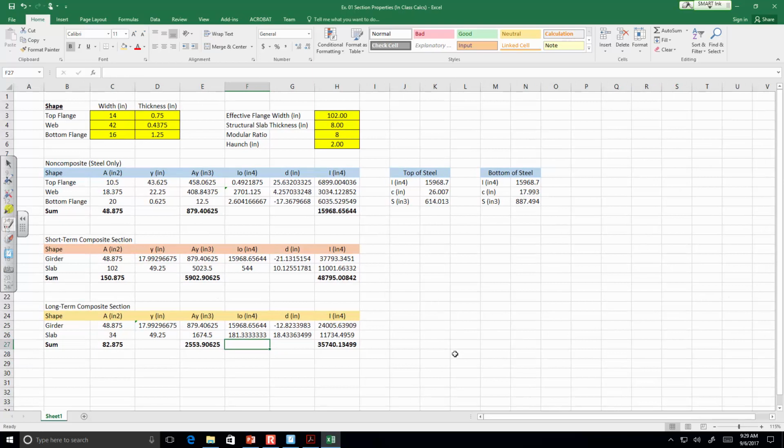Here's the best part. What's the difference between the exterior girder and the interior girder? It's the effective flange width, right? What did it go from, 102 to 120? Or something like that. It was a wider effective flange width. Watch this. Change that to 120. Bam. Your properties are computed. That's the beauty of Excel.